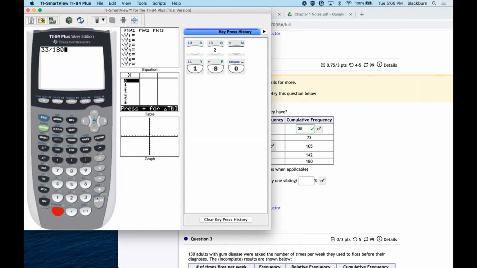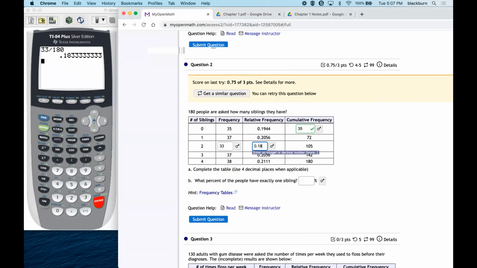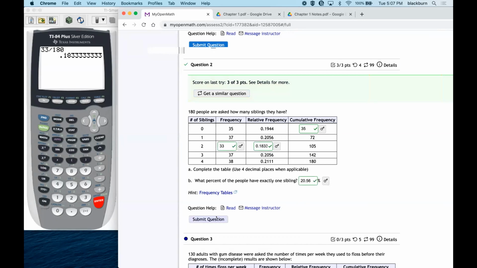So throw that into the calculator. It looks like we get 0.1833. So that's going to be 0.1833 there. So I complete the table, and then it says what percentage of the people have exactly 1 sibling. So what percentage of the people have 1 sibling is going to be 0.2056. We'd actually have to write that as a percentage though. So we're going to do 20.56%. Hopefully we get them all right.